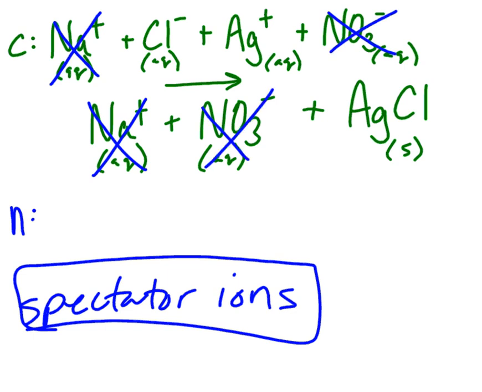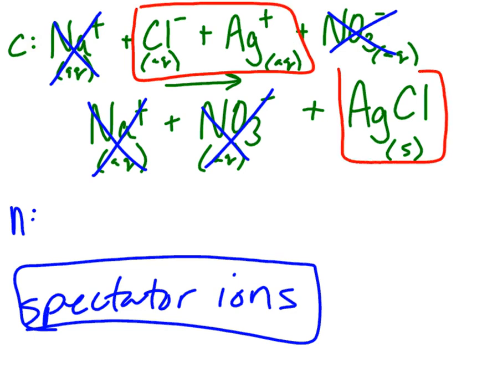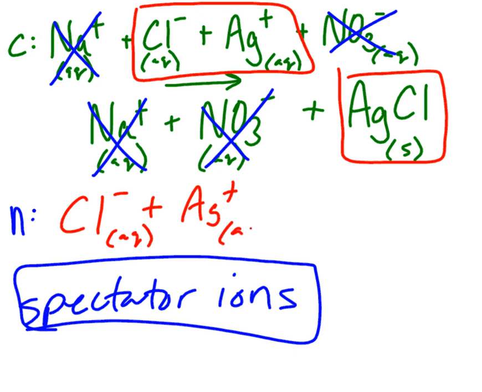All right? So if I was to draw the net ionic equation, I just need to identify what I have on my reactant side that's left, which is this right here, and what I have on my product side, which is this right here. So the net ionic equation is going to be Cl minus, which is aqueous, plus Ag plus, silver, aqueous, forming AgCl solid. Okay, that's the net ionic equation.